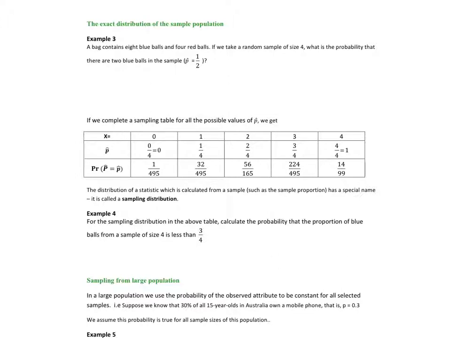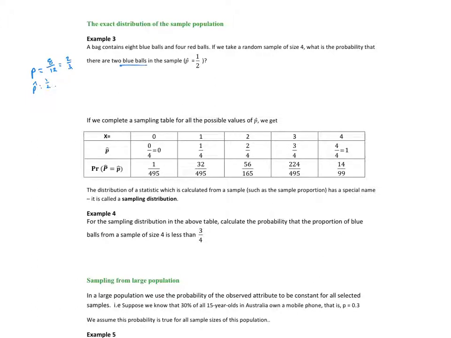So let's think about if we're counting the number of blue balls. The population proportion p, I have 8 out of 12, which is 2/3. So that's the population proportion. What I'm interested in is the sample proportion p hat being equal to a half, which is the same as 2 balls.